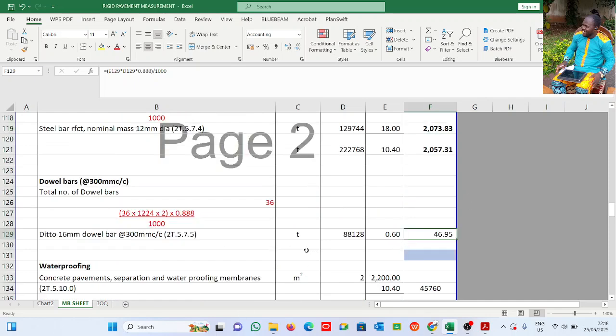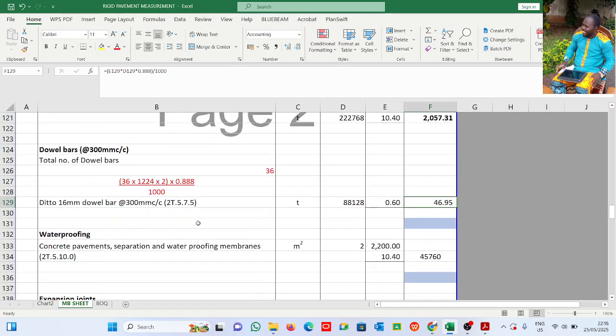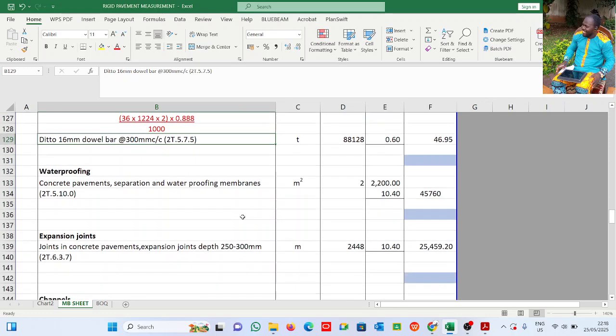Okay, having done with the dual bars, the next item is waterproofing. All right, with dual bars, you can see it is at section 2T.5.7.5. Please refer to the BSMM 4R. Now you have waterproofing. Of course, you waterproof to prevent upward movement of water and to prevent destruction of what you have executed.